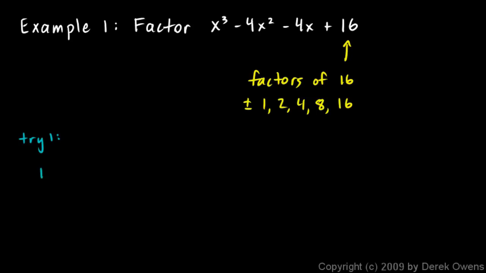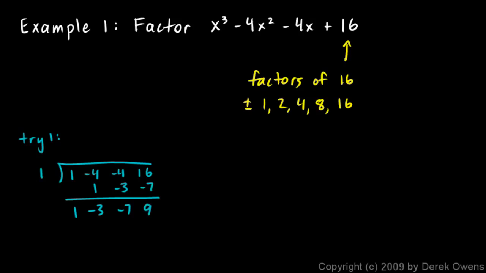So let's set up the synthetic division. 1 here, and let's write our coefficients here: 1, minus 4, minus 4, and 16. And let's do the synthetic division. Start with 1. 1 times 1 is 1. 1 plus negative 4 is negative 3. Then we multiply by 1 again, and we get negative 3. And we add here, and we get negative 7. Negative 7 times 1 is negative 7, and we add, and we get 9. So that didn't work. So let's try the next one.